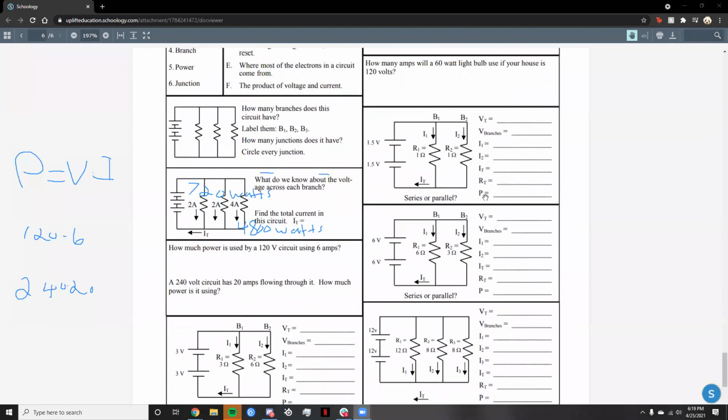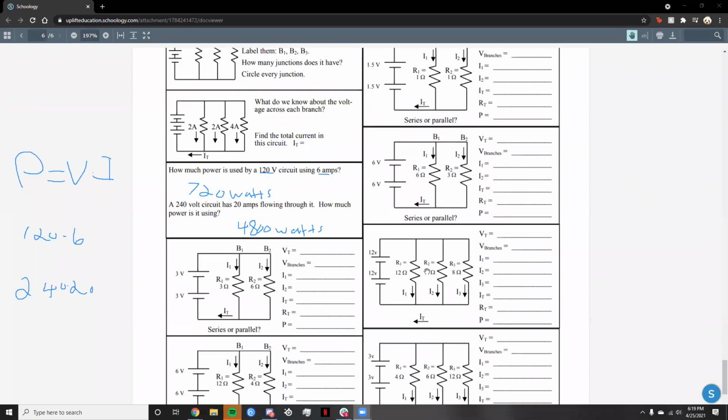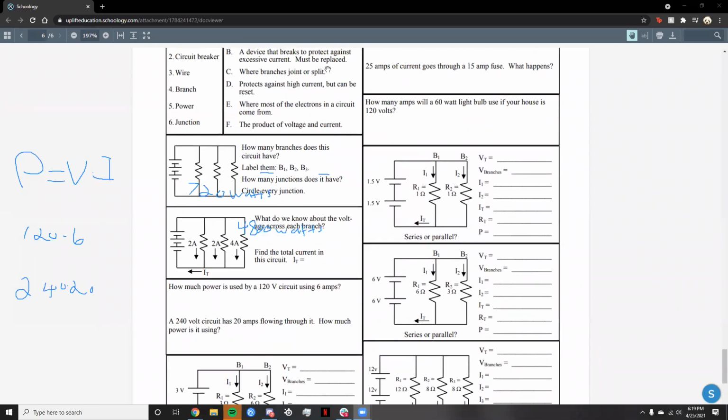Time to move on to these areas. Oh my gosh, that's a lot. Okay. Select. Coming at you with the semi-automatic.